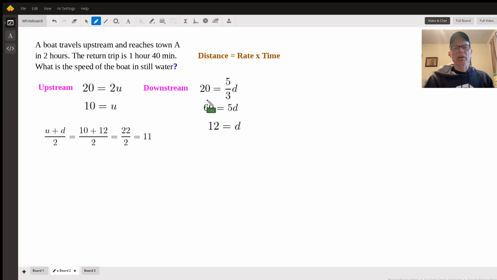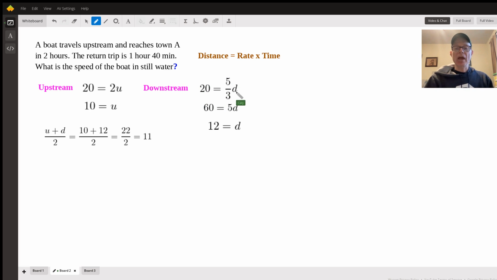For the second equation, it's a little more complicated because our time is given in hours and minutes. To make this work, we need our time to be all in one type of unit. In this case, it's best to have it in hours so we can get miles per hour. So 40 minutes is 2/3 of an hour because 20 minutes is 1/3 of an hour. So 1 2/3 hours. This 5/3 is representing the mixed number 1 2/3. So 5/3 is the same as 1 2/3.